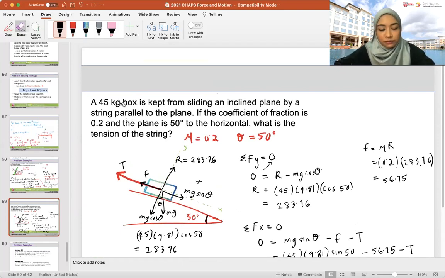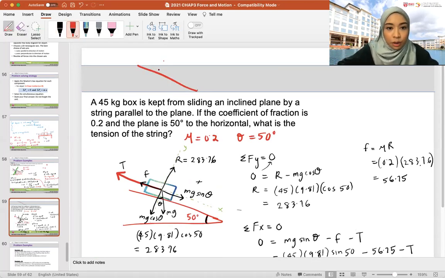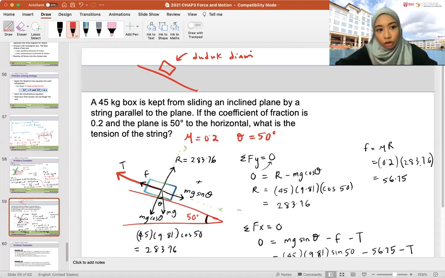so dia cakap a 45 kg box is kept from sliding. If I translate this, we have a 45 kg punya kotak, dia dihalang daripada menggelongsor. So kalau kita ada gelongsor kat macam ni, box ni dihalang dari menggelongsor. Dia tak nak box ni menggelongsor. So dia cakap okay, duduk diam-diam. Duduk diam kat sini. So kalau dia duduk diam, it's not moving, it is at rest. Therefore acceleration is equal to 0.